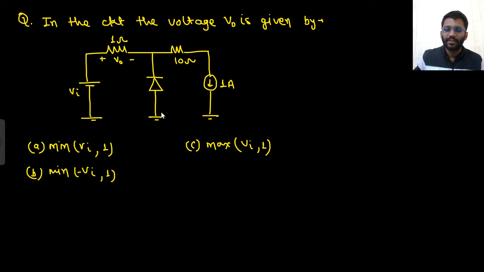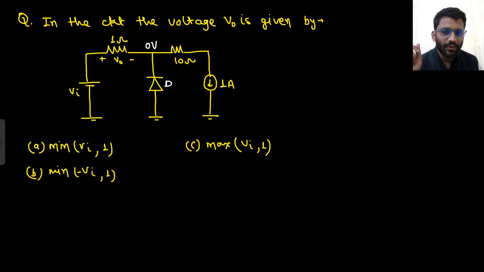Okay, so let's solve this one. We have to find the voltage V0. Three options are given. So what we will do is apply the open circuit test for this diode. Let's assume this diode is D. We will apply the open circuit test to see whether the diode will be on or off. If the diode is on, V0 will be Vin only, because if it is on, this will be 0 volt and this will be Vin. So V0 is Vin only.